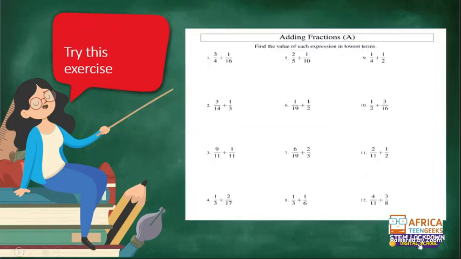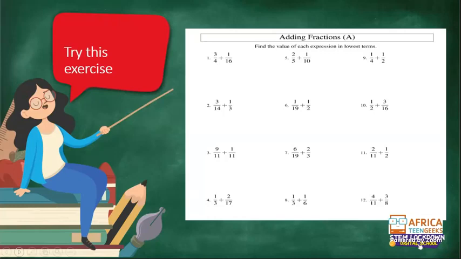All right, so here we have a more complex one where we have to convert. This is the addition. Remember, we said if they are not like fractions, you must first find the lowest common multiple and you make them like fractions. Then you do your addition. So for the first one, number 1, we have 3 over 4 plus 1 over 16.